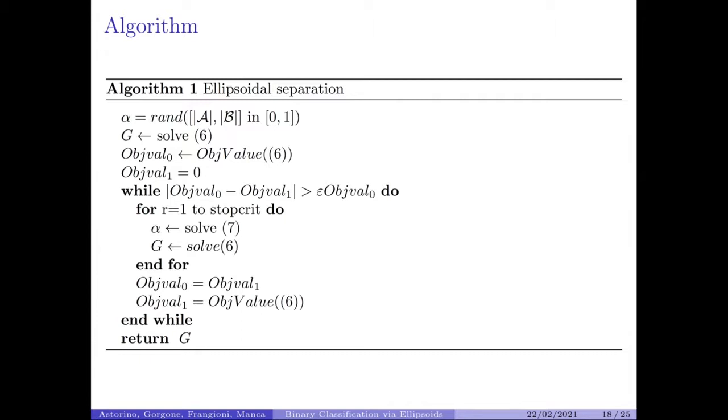So we first start with randomly generated values of alpha. We initially solve the SDP program in order to have an initial ellipsoid. And then we iteratively solve the quadratically constrained program and then the SDP program until the relative decrement of the objective function value is less than a certain threshold that we chose. So this is just the algorithm.